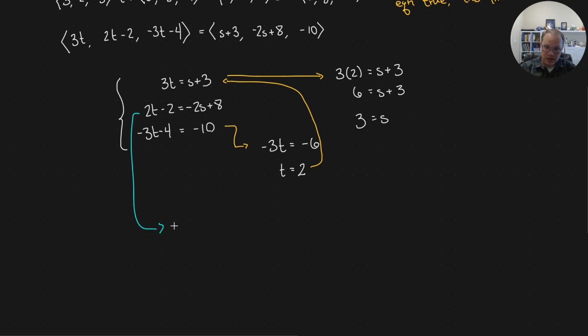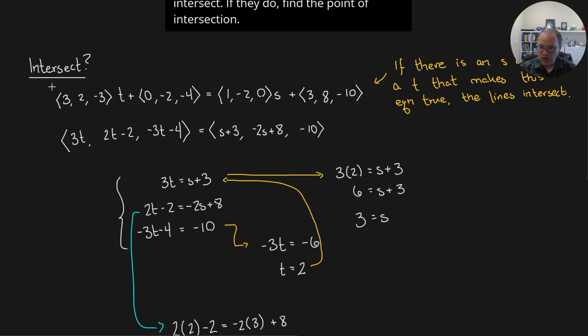So let's plug in the s and t. So 2 times the t that I already found, 2, minus 2. I want to check if this is equal to negative 2 times the s I already found, which is 3, plus 8. 2 times 2 is 4, minus 2 on the left side. You know what? Let's just do it. We're in Calculus 3, we could do it all at once. 2 times 2 is 4, minus 2 is 2. On the right side, negative 2 times 3 is negative 6, plus 8 is 2. Hey, 2 equals 2. That's what we wanted to see. It checks out. So that s and that t work all the time, which means that the two lines do intersect.